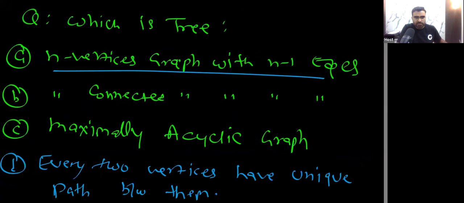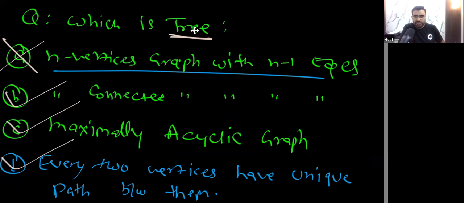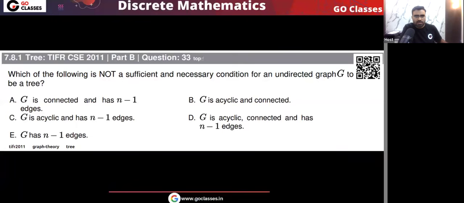Okay. Tell me the answer for this question. What is a tree? N vertices, n minus 1 edges. No, this is not a tree. Okay. Yes or no? N vertices, n minus 1 edges. This is not the definition of tree. Connected with n minus 1 edges. Yes, that is the definition of tree. Maximally acyclic. Yes. Every two vertices have a unique path. Yes. So B, C, D. These are the definitions of trees.